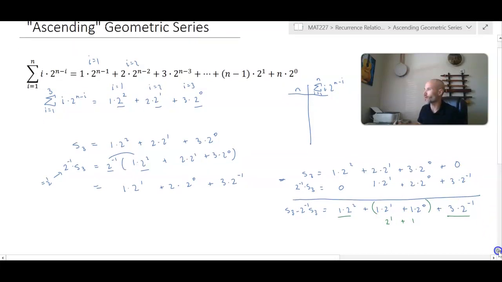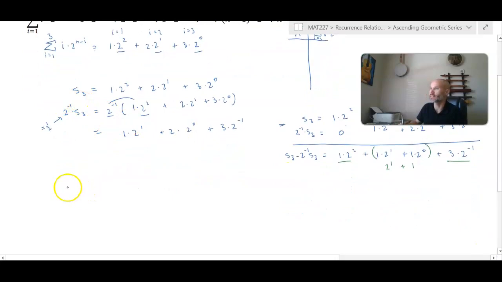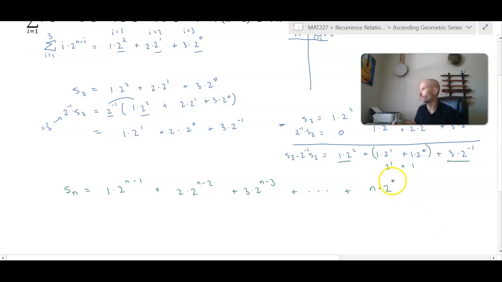Okay, now let me demonstrate this for a larger set of terms. Let's say we had something like Sn. Sn would be 1 times 2 to the n minus 1 plus 2 times 2 to the n minus 2 plus 3 times 2 to the n minus 3. And then we're going to have n of these terms. n could be any integer. So ultimately, our coefficient will reach n, and then we'll have times 2 to the n minus n, which is 2 to the 0.